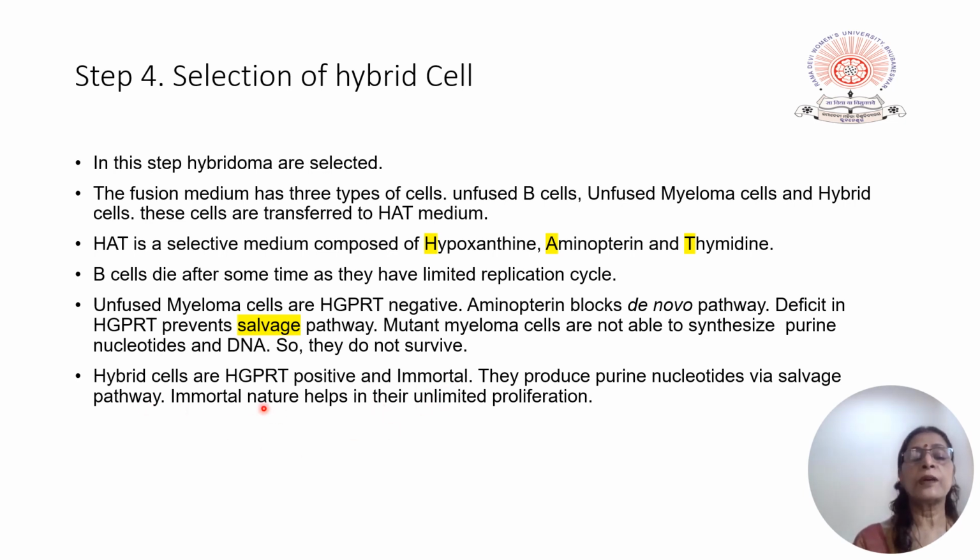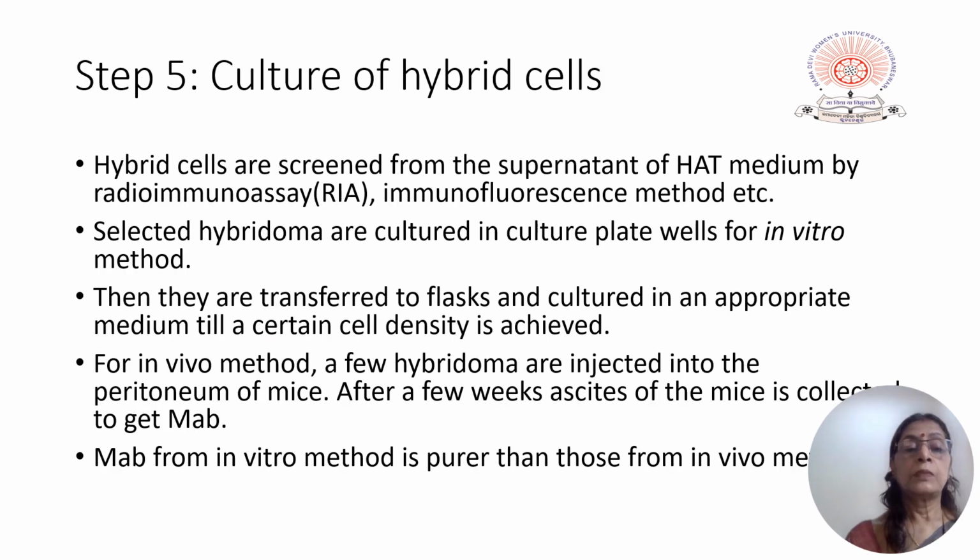There are different types of hybrid cells, and these hybrids are screened to collect the required hybrid from the different types of hybrid cells. The hybrid cell which produces the specific monoclonal antibody has to be selected. This is done by using different immunotechniques like radioimmunoassay or immunofluorescence.